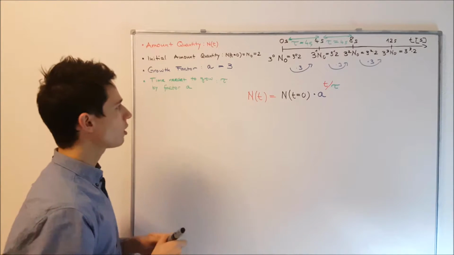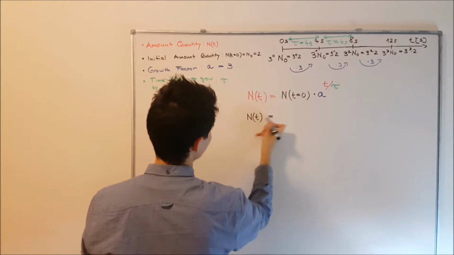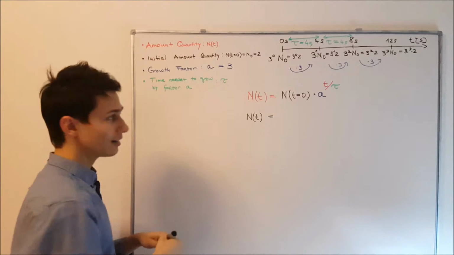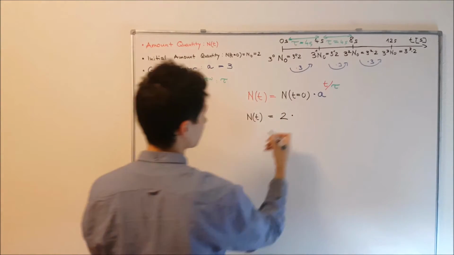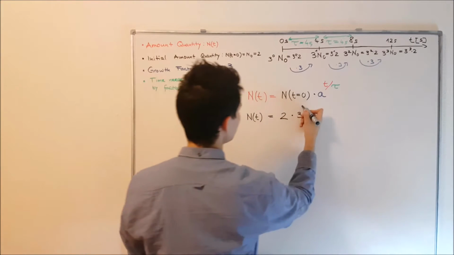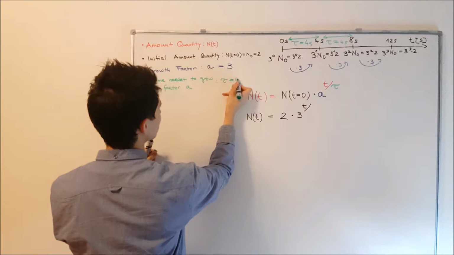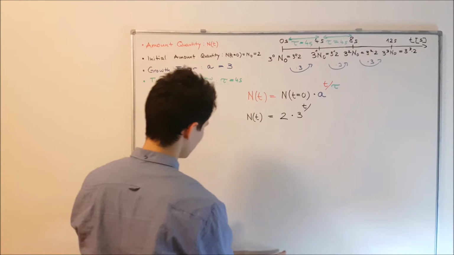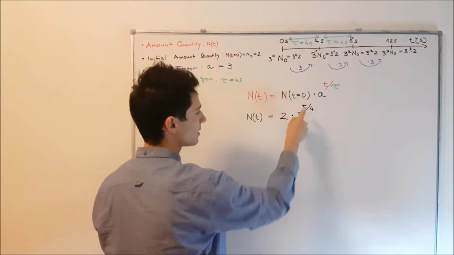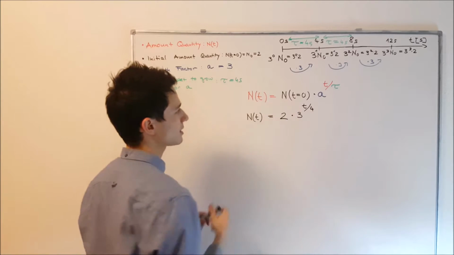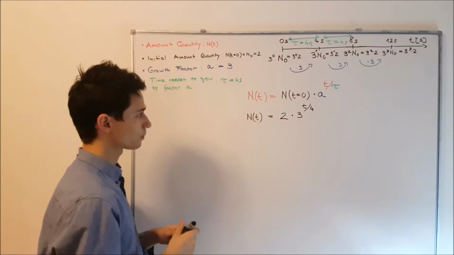So now let me just do all in black. What we would get is that n of t is equal to the initial amount, 2 bacteria, times the growth factor 3 to the power t divided by 4 seconds, so divided by 4. And you also see that the units are right in this exponent because time is in seconds and also tau is in seconds, so they just cross out.